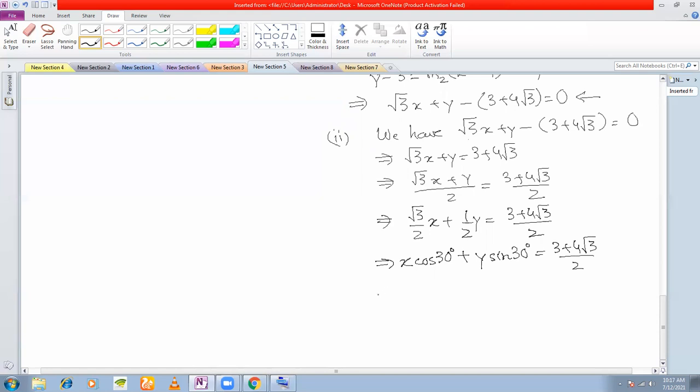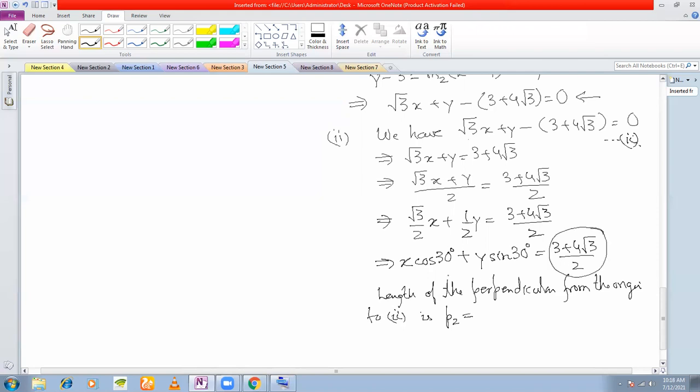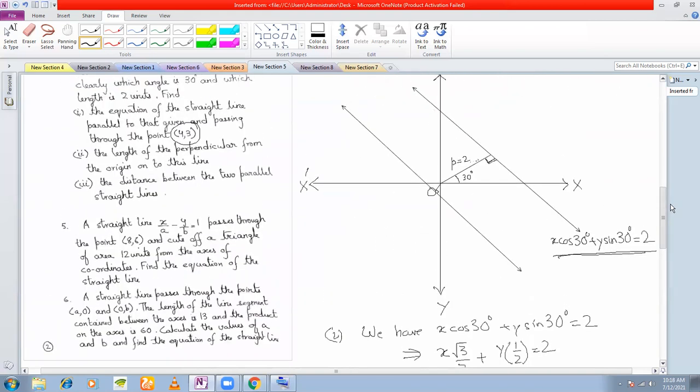So what is this perpendicular? Length of the perpendicular from the origin to this line? Let us call this line 2, so that we can refer to this. Length of the perpendicular from the origin to line 2 is, let us call this P2. What is the length here? x cos theta plus y sin theta is equal to P. 3 plus 4 root 3 divided by 2, right? So that answers the second part of the question, length of the origin.